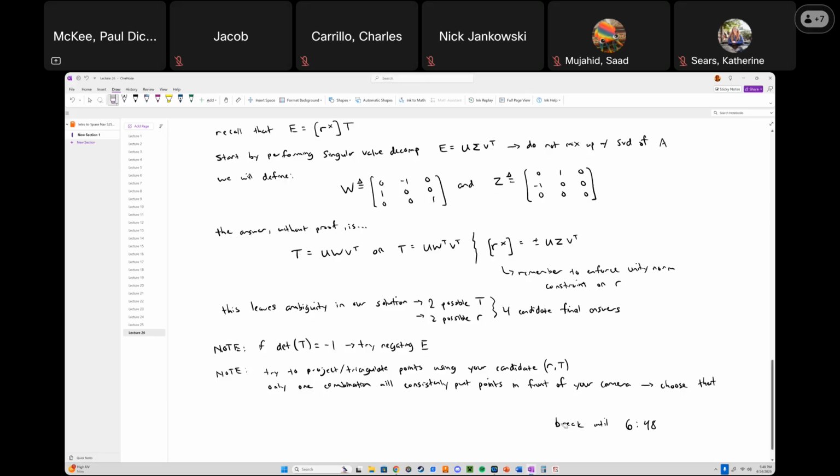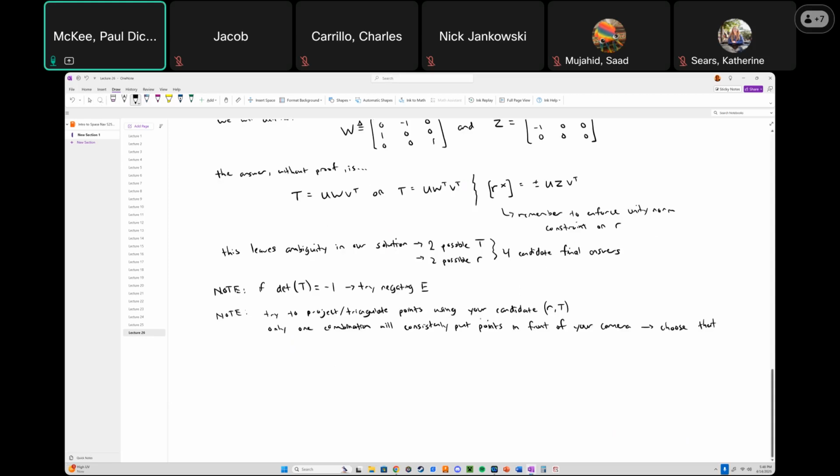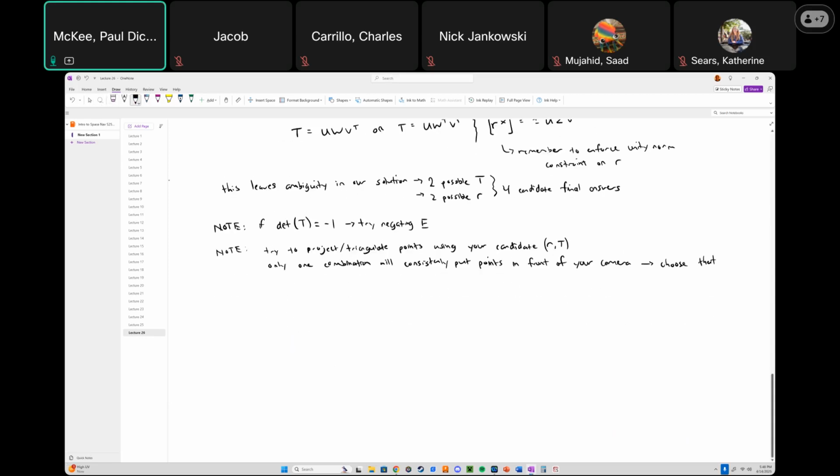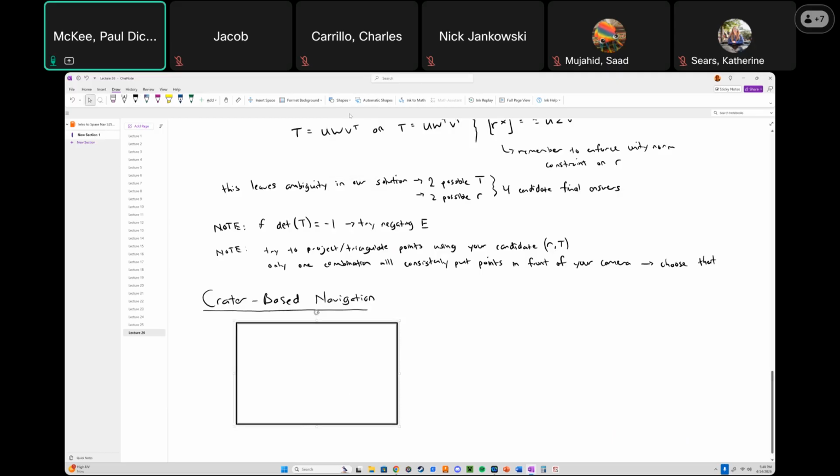Okay, welcome back, everybody. I want to talk about something that might look a little bit similar, but it is fundamentally different than what we've talked about for visual odometry, and that is crater-based navigation. The basic premise might look a little bit similar here. So imagine that you have an image that looks like this.